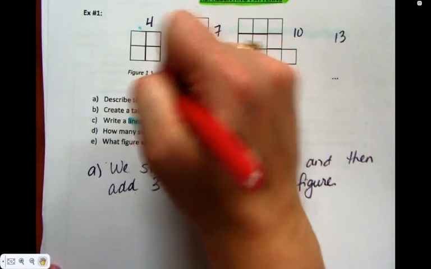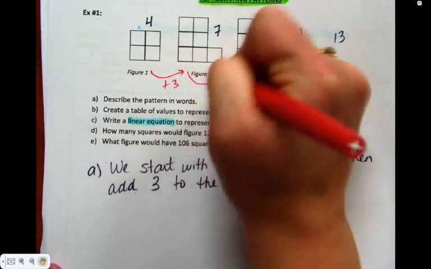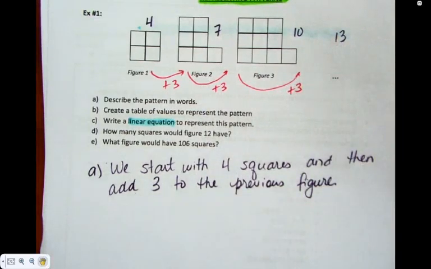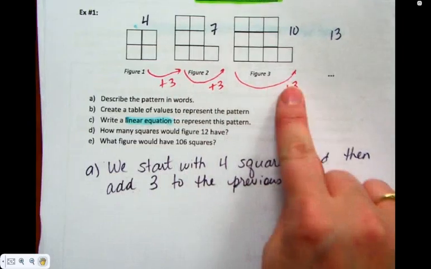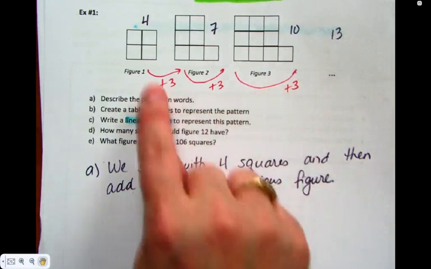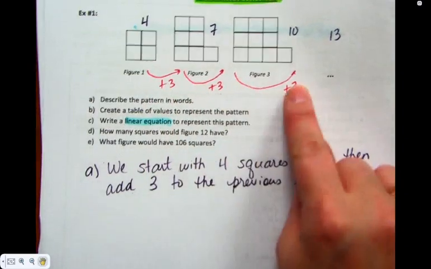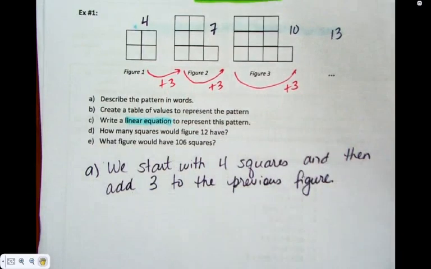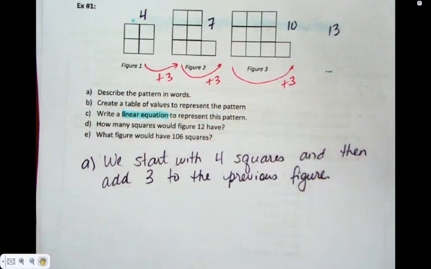So let's just mark, we're going plus 3, plus 3, plus 3. The reason this ends up being a line is because we're adding the same amount every single time. That makes what we're going to call a linear equation or a linear function. If we were to add 1 and then 2 and then 3, that would not be linear. If we were to add anything other than the exact same amount, it would not be linear. So that's what makes this a linear equation, is the fact we're adding the same amount every single time.